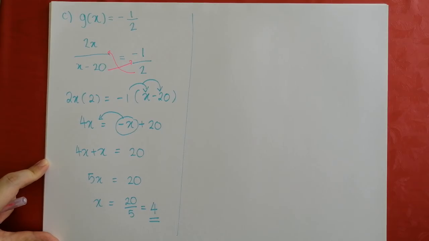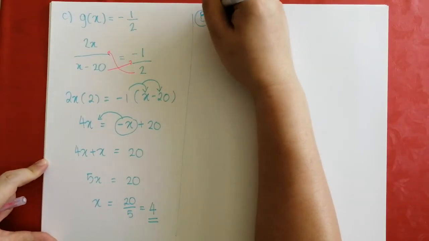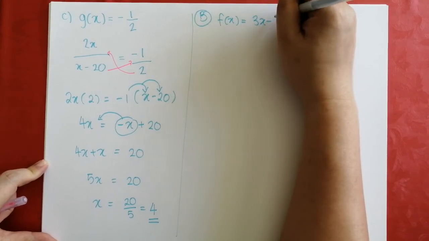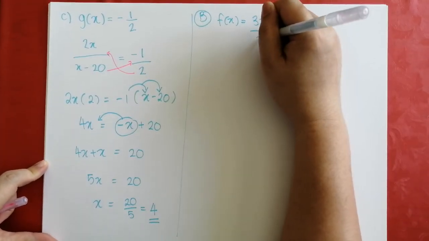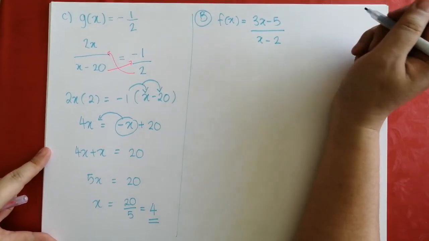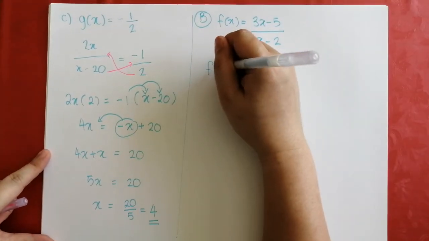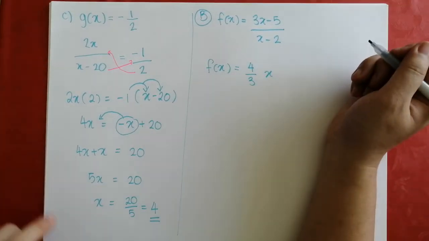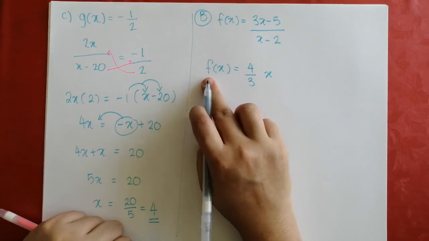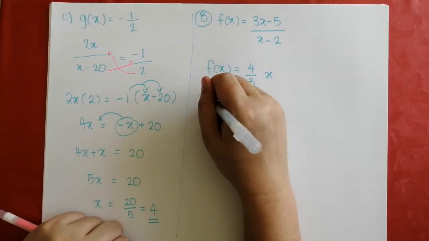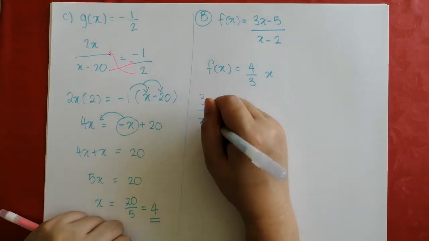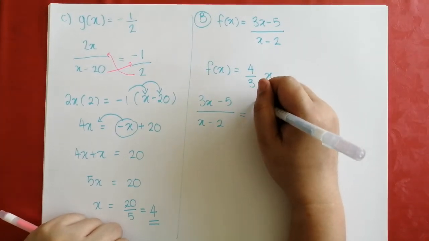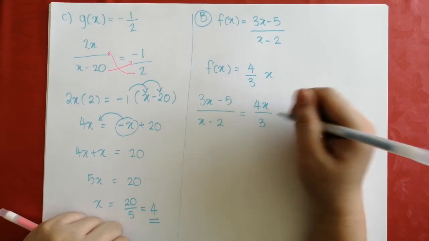Then the last example, example B, where you have the function f of x equals 3x minus 5 over x minus 2. You are asked to solve if f of x equals 4 over 3x. So first, let's change our function f of x to 3x minus 5 over x minus 2 equals 4 over 3x. You can write this as 4x over 3.